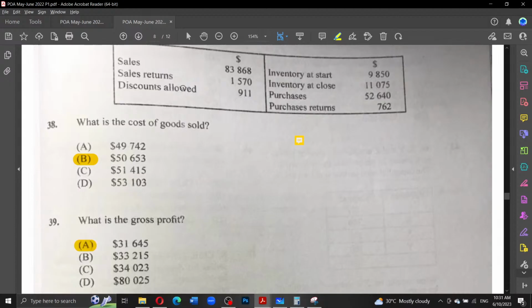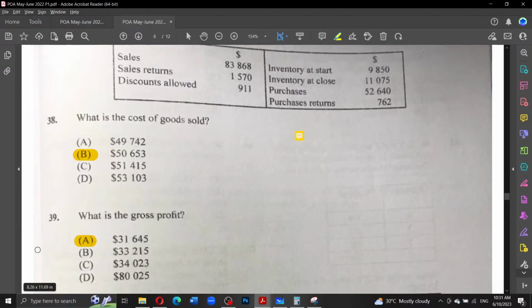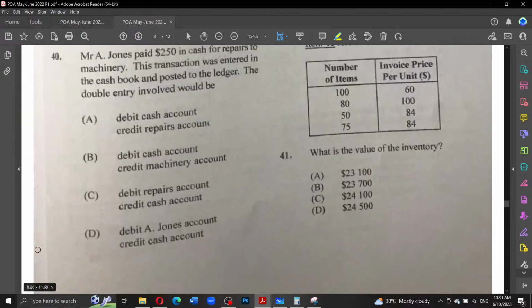What happens to discount? Nothing happens to discount. It's an expense and we are not asked to use it. If we were asked, however, to find the net profit, then you would have this $31,645 minus the $911. But we were not asked to find net profit, so you don't have to use that in the calculation. Alright, moving on to 40.